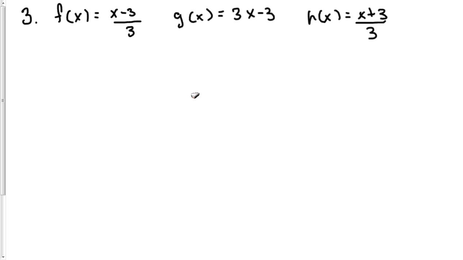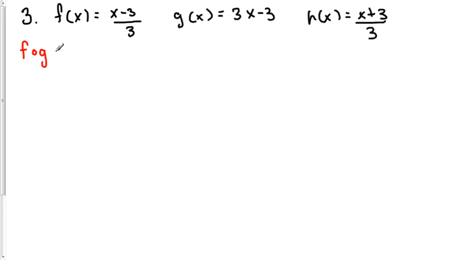The first set of questions asks us to determine which two functions are inverses of each other. I've already written down number 3, so I'm going to be working number 3. We're going to compose the functions to see if any of these are inverses. Now, if you compose them and you get that none of them are working, that means none of these functions are inverses. So we're going to start with f of g.